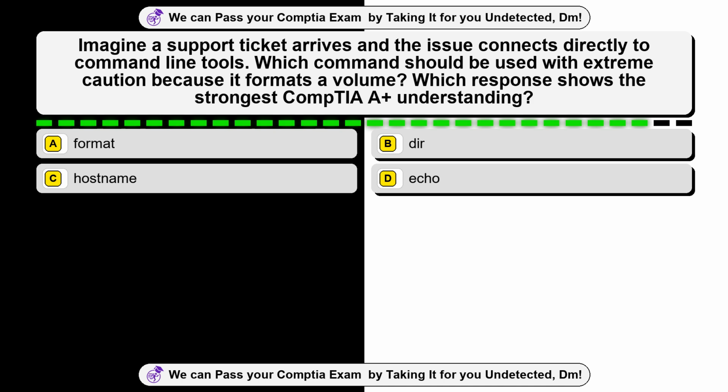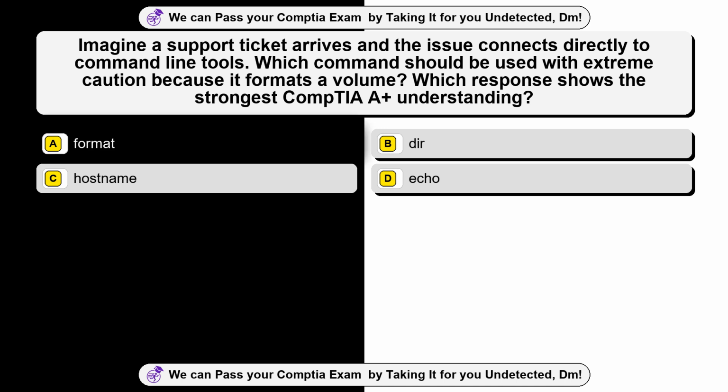Question 24. Imagine a support ticket arrives and the issue connects directly to command line tools. Which command should be used with extreme caution because it formats a volume? Which response shows the strongest CompTIA+ understanding? Option A, format. Option B, dir. Option C, hostname. Option D, echo. The correct answer is option A, format.